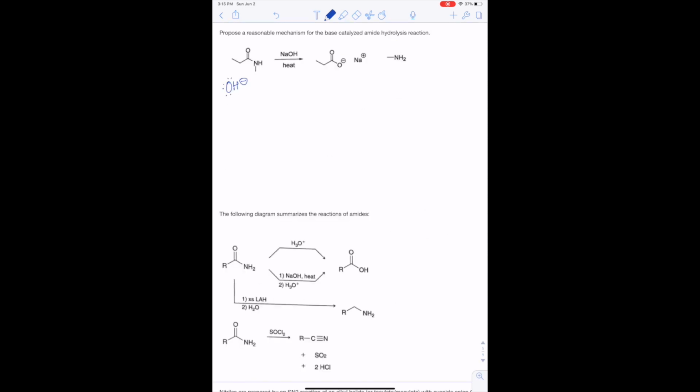Next, we will look at the mechanism for the base-catalyzed amide hydrolysis reaction. The first step is to have the nucleophilic attack of the OH group. Next, the electrons on the oxygen group will create a double bond, causing a loss of leaving group. Then the lone pairs on the nitrogen atom will grab the hydrogen, causing a proton transfer. This will then lead us to the final product.